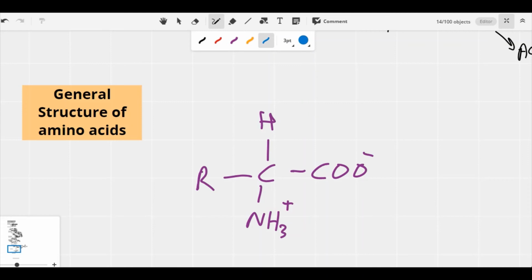So that is the general structure of the amino acid that exists in ionic form, where the R group is different for each. The total number of amino acids is 20, so the R group defines the type of amino acid among the 20 amino acids. The amino acids mostly exist in the ionized form in the biological system.